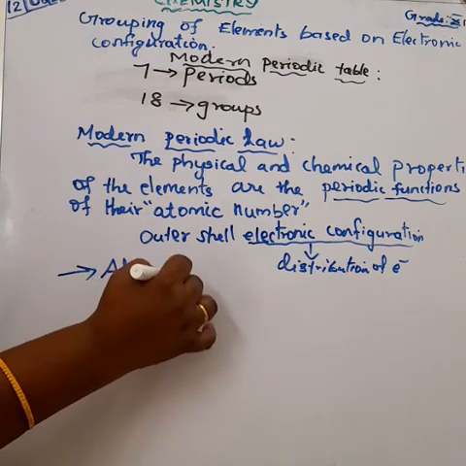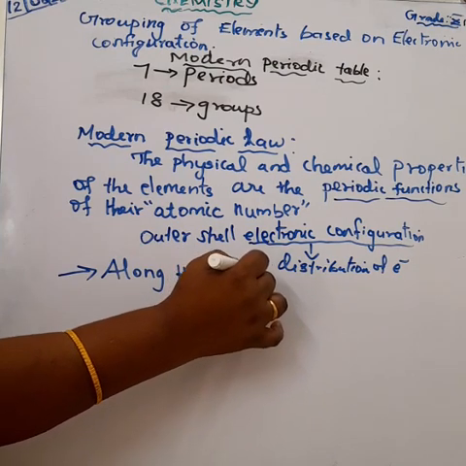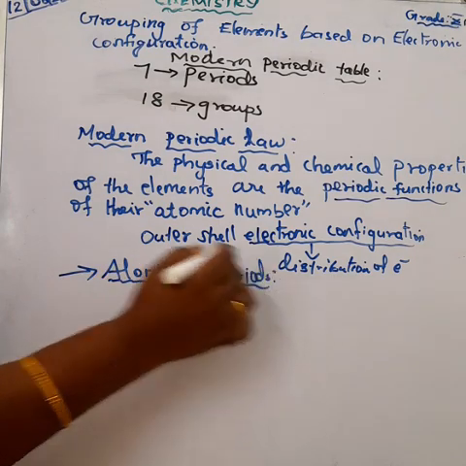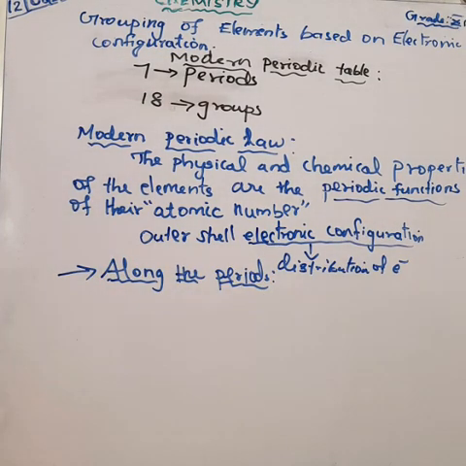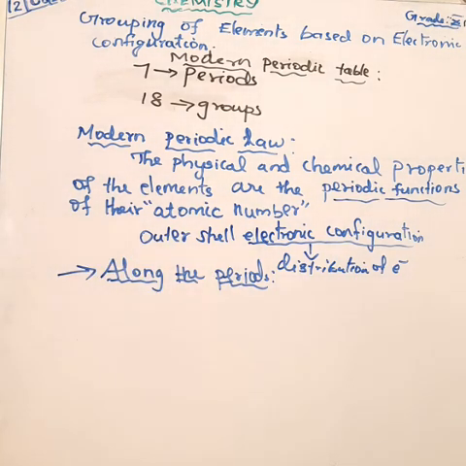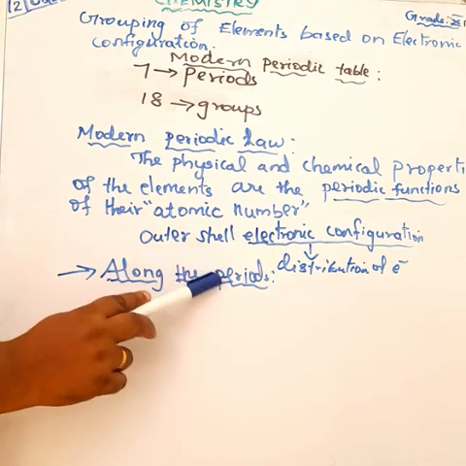How does the electronic configuration change along the periods and down the groups? First, we are going to study the variation of electronic configuration along the periods.